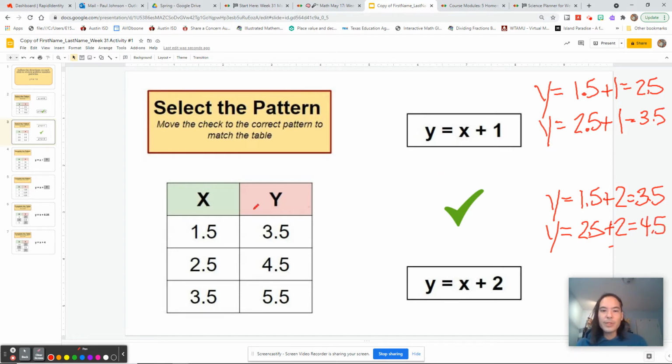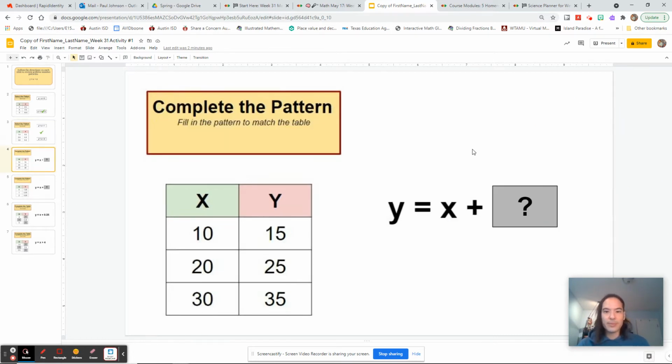All right, so there is some work using y equals x plus 1. Here is some work with y equals x plus 2. Now, which one of these matches the y in our table? I want you to pick which one matches. Is it y equals x plus 1 or y equals x plus 2? Which one matches? Look at your information over here and compare it to the chart over there.